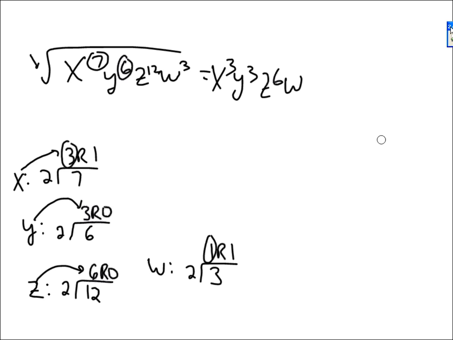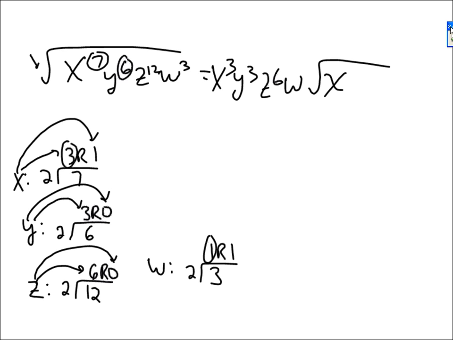And then you're going to have stuff under the radical sign. You're going to have x to the 1, or just x. You're going to have y to the 0, which is 1, and I won't bother writing that. Times z to the 0, which again is 1. You don't have to write that. Times w to the 1, or just w. And there's your answer. It's just long division.